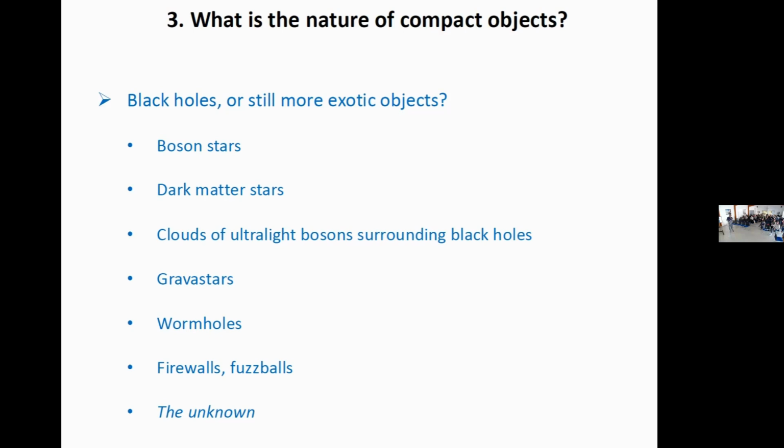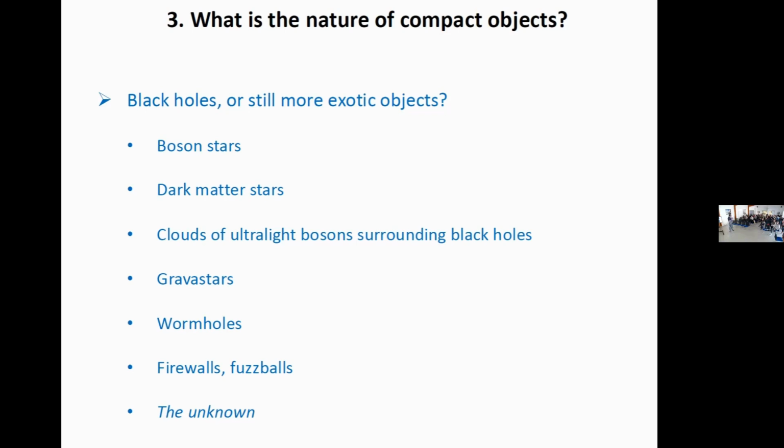What I mean by them here is, suppose that dark matter is composed of fermions, then they can form star-like objects that are held up by Fermi degeneracy pressure. And if they're compact enough, they can look like a black hole. Mentioned already were clouds of ultralight bosons surrounding black holes. Then it gets more and more exotic.